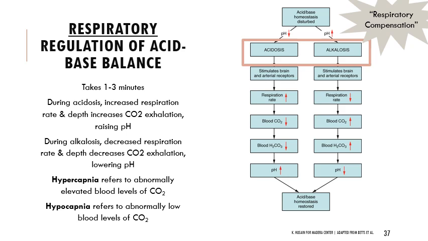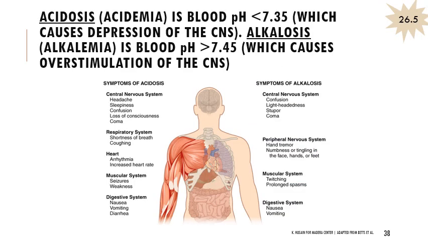We'll get back to that in just a moment, but you should know that acidosis, which is also called acidemia, is a blood pH of less than 7.35. That then causes depression of the central nervous system. You should know that pH range. So 7.35 to 7.45 is normal. Anything lower than 7.35 is considered acidosis. Anything higher than 7.45 is considered alkalosis or alkalemia. That causes overstimulation of the central nervous system.